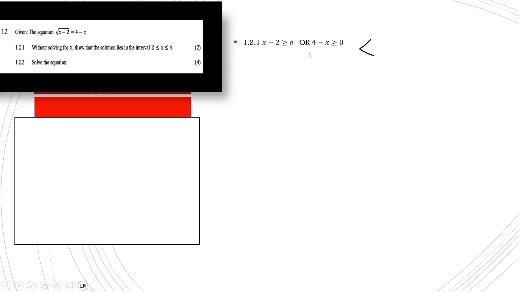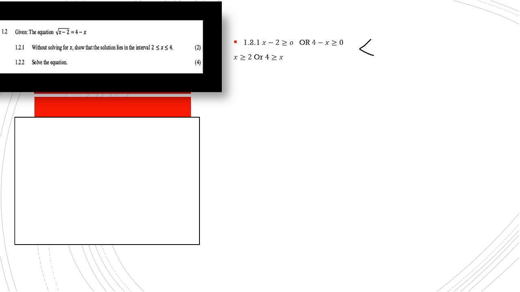Now we solve these inequalities, looking for the solutions on our number line at which x lies, just to prove that. So let's do that together. The first one is x minus 2 greater or equal to 0. We transpose 2 and change the sign to positive, so x is greater or equal to 2.